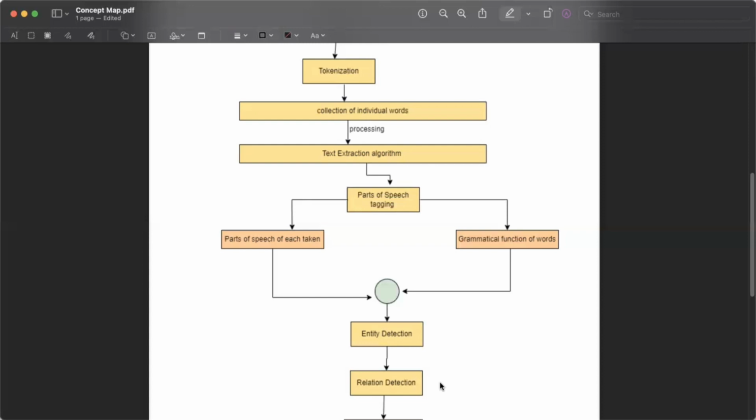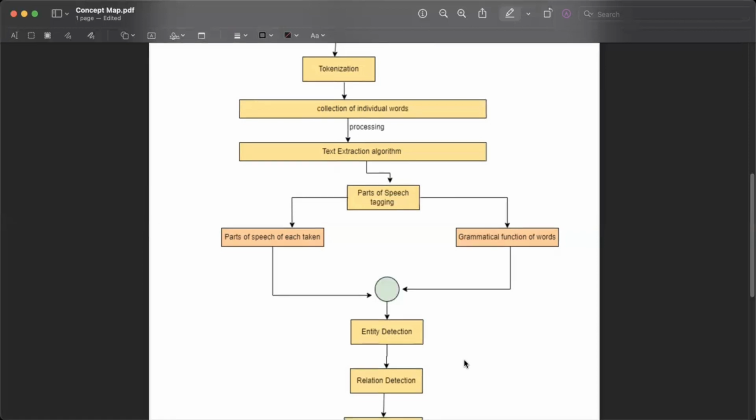There is a relation among them. Or for example, Barack Obama is a USA president. There is Barack Obama, and there is a relation between him and US president. So with the entity, there is relation detection as well.